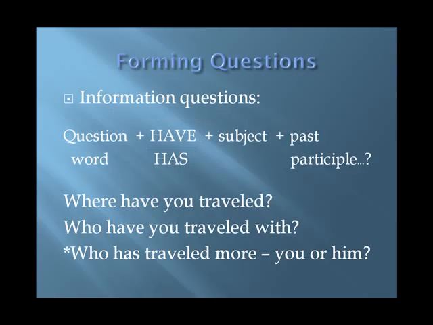Now let's talk about information questions. Here's the structure. Begin with a question word, such as where, who, how. Then choose a helping verb, have or has, followed by the subject, followed by the past participle. This structure is used in the first 2 examples below. Where have you traveled? Who have you traveled with? The structure changes only when the question word who is about the subject. For example, who has traveled more, you or him?